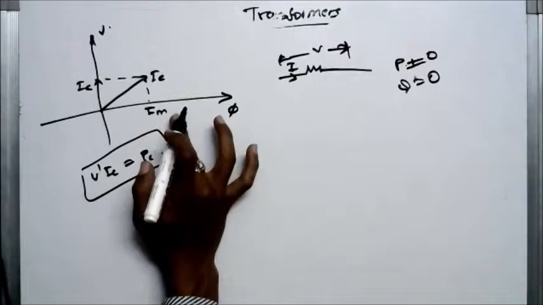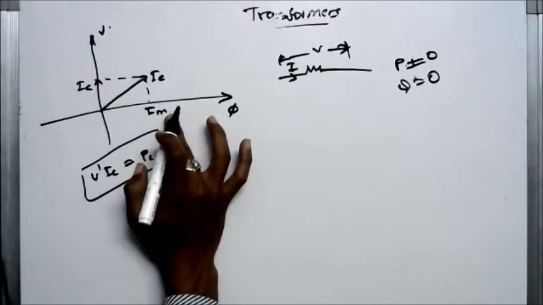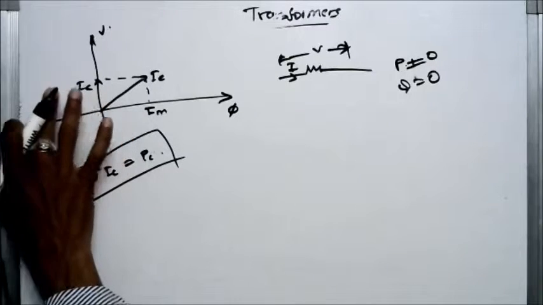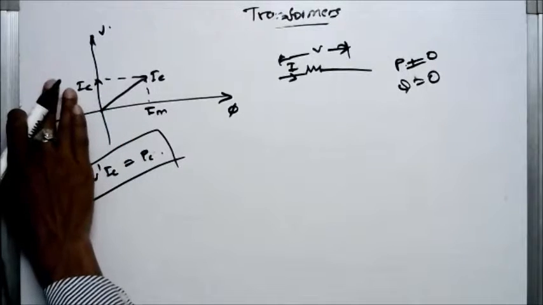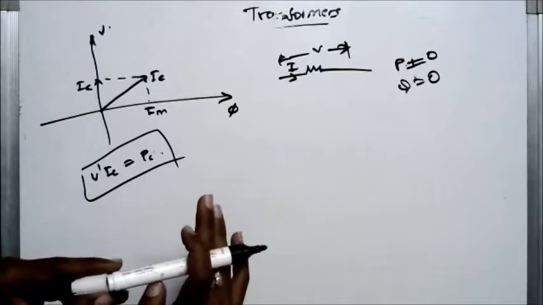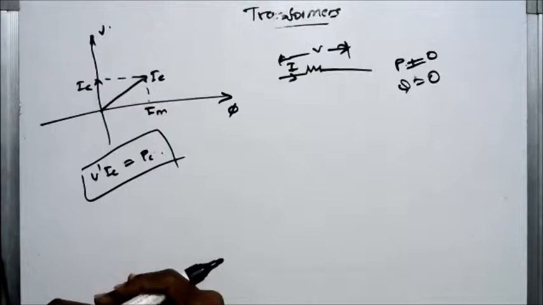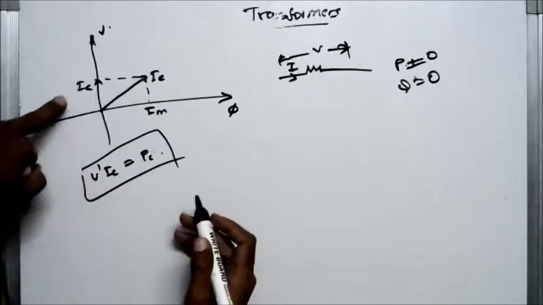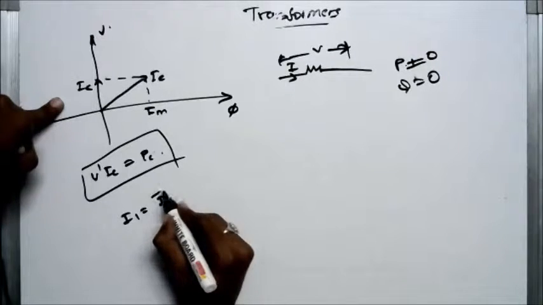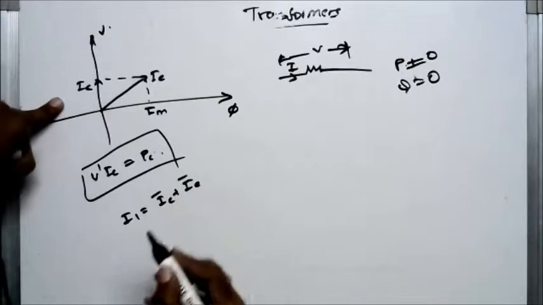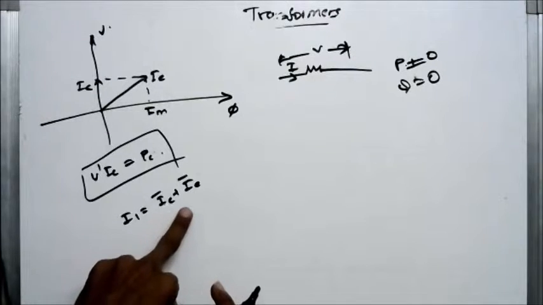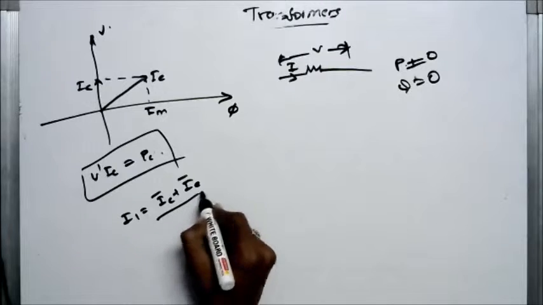So this component IM of current only supplies the magnetic flux. This component IC of current supplies the core loss of the transformer at no load conditions. Of course, it is at loaded condition also. This is all about hysteresis, the part of the hysteresis losses. From this, we will say that I1 is equal to IC bar plus IE bar. This is all phasor sum.